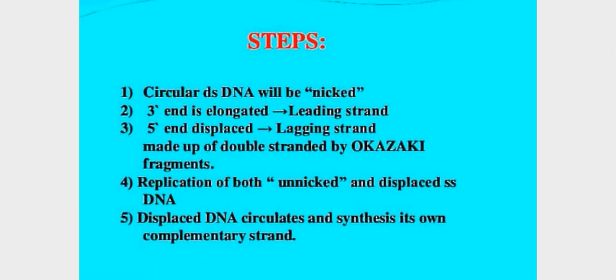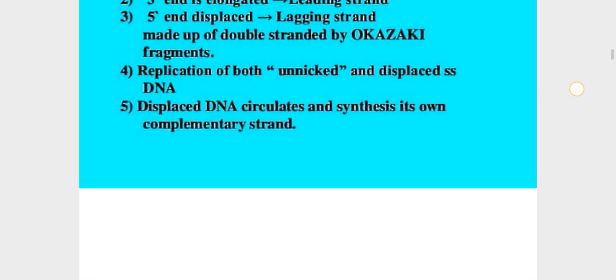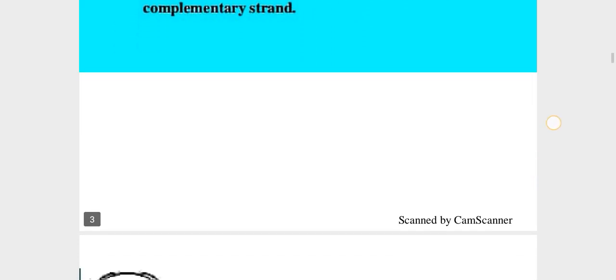So the steps: circular dsDNA will be nicked. The 3' end is elongated, that is the leading strand. The 5' end is displaced, the lagging strand, made up of double-stranded DNA by Okazaki fragments. Replication of both the unnicked and displaced single-stranded DNA occurs. The displaced DNA circularizes and synthesizes its own complementary strand.